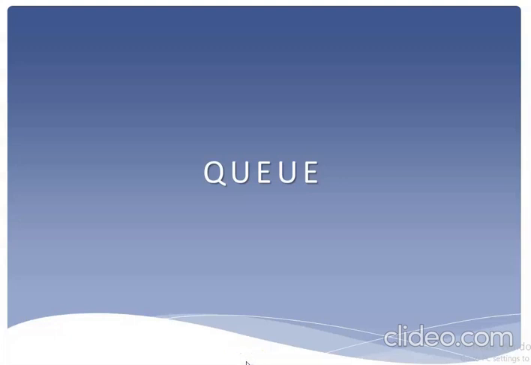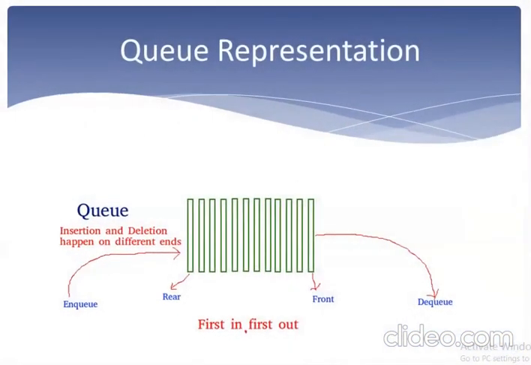Let us go through another data structure which is called a queue. Now we have seen simple arrays, then stack, multi-stack. Now it is a queue. The queue representation will be like this as shown in the figure. Insertion and deletion are the two main operations.